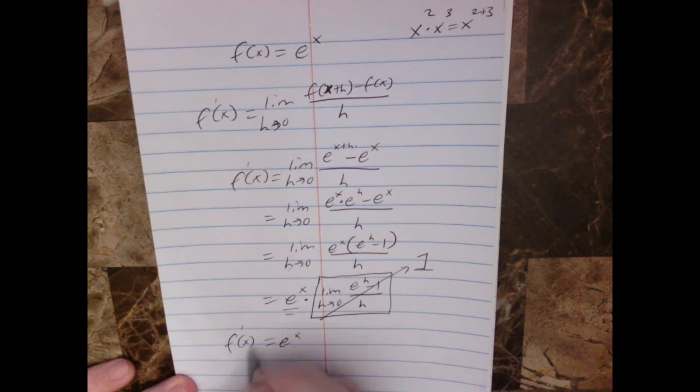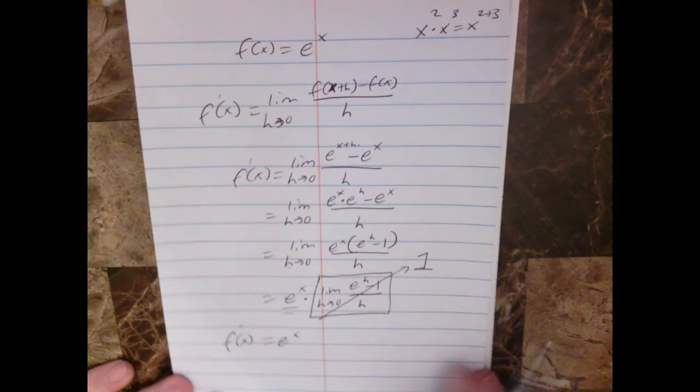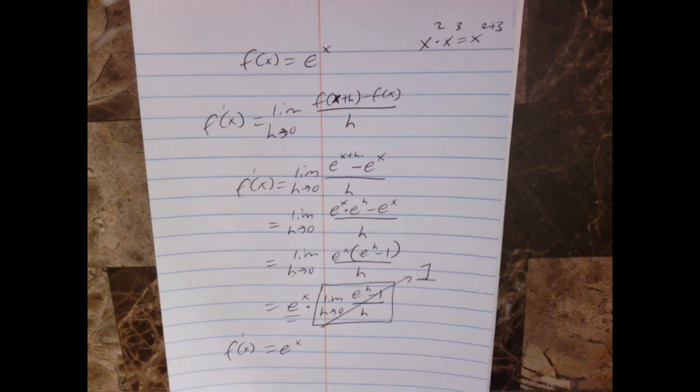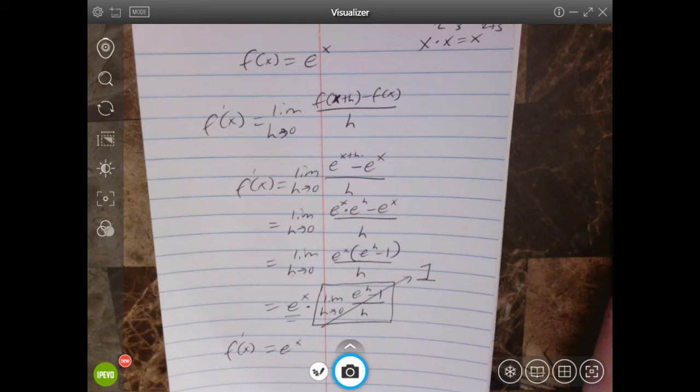f prime of x is e to the x when you start with e to the x. Okay, so just a little demonstration for you. Nothing you have to memorize necessarily, but I thought it would be neat to kind of see where it comes from.